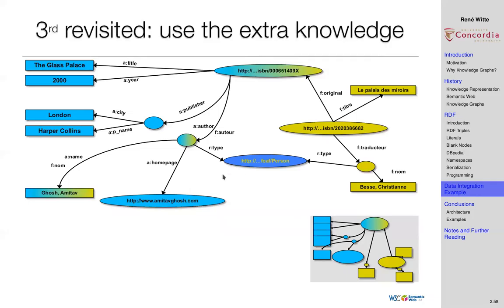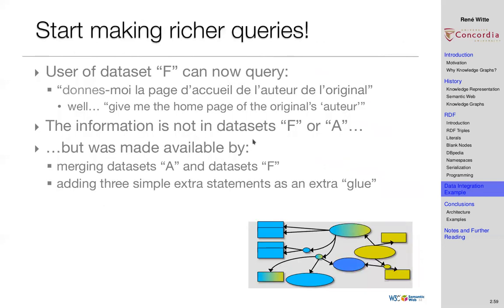A bit more on this next week, but if we get this information here, we can also merge the information about the author. So this person we can link together as well. And now, just like before, we can make additional queries. For example, we can ask, what is the homepage of the original's author? And again, this is information that was not in either dataset, not in the French one or the English one. But we can answer this question after we have merged these two datasets together.